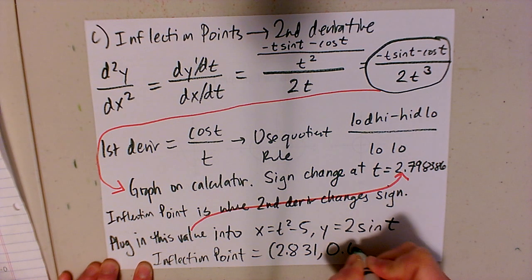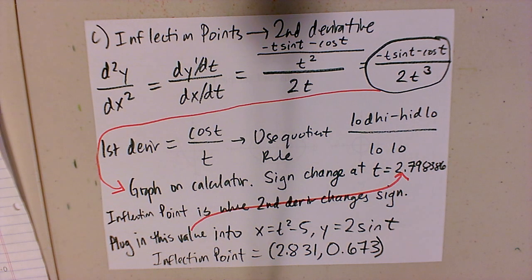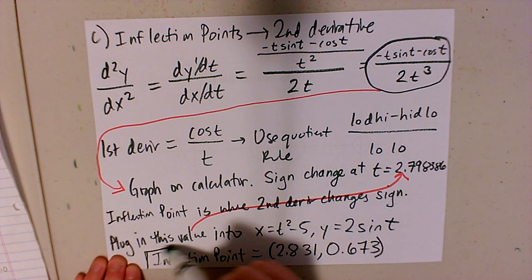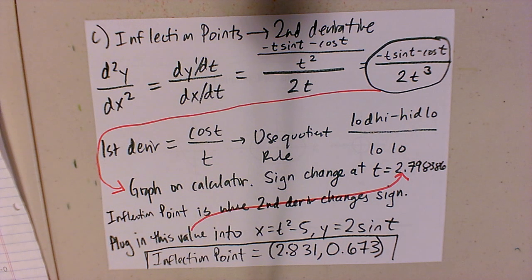of 2.831, comma, 0.673. Okay? And then a lot of these steps you can go ahead and check me on your calculator. Okay? So that's the end of example 2. We had to find that inflection point for part C, and so that's our answer there.